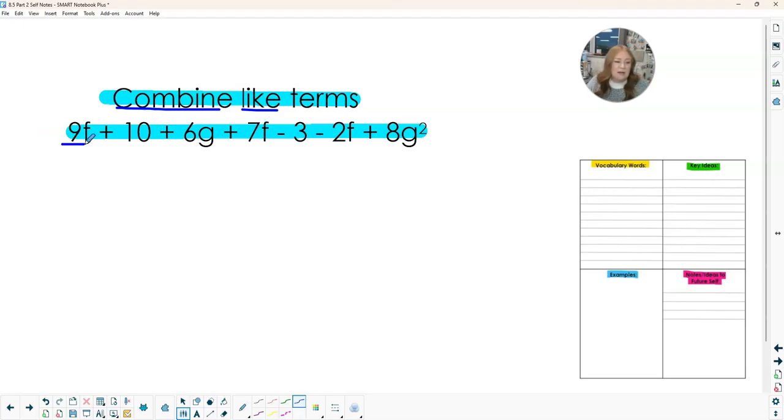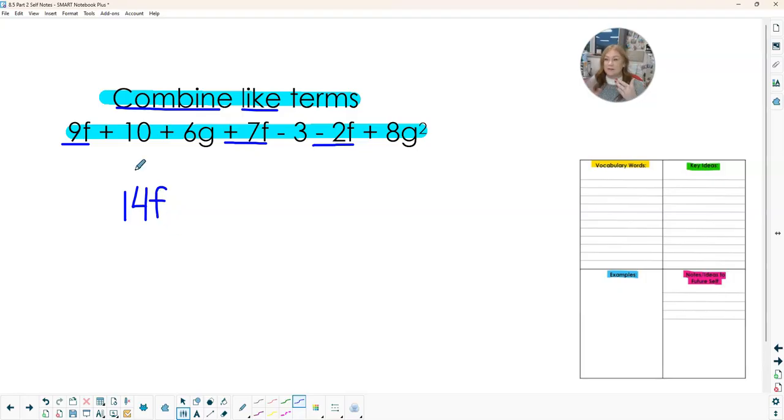So we're going to start, and I'm just going to underline my 9f's. So I'm looking for f, not squared or anything, just regular f's. So here's 10, no f. g, no f. Oh, right, so I'm going to underline plus 7f's. Minus 3, no f. Oh, minus 2f, I'm going to underline my minus 2f. And then we have g squared. So we have found all the f's. And now we're going to put them together, but we have to pay attention. Are we adding or subtracting? So we have 9, and we're adding on 7, so we get to 16, and then we're taking away 2 of them. So now we have 14 f's.